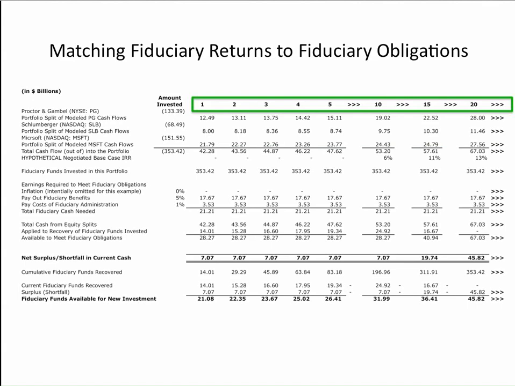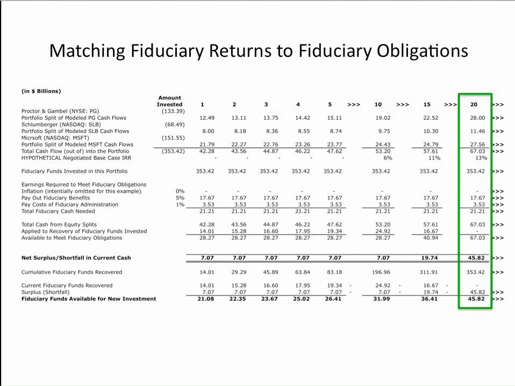You will see here we have presented the model splits for the first 5 years and then selectively at years 10, 15, and 20. This is in the interest of space and keeping the presentation compact. We do stop at year 20 because that is the limit of the base case. Within this period of time, we are expecting to exceed our fiduciary returns, fully recovering the corpus of invested funds and continuing to fund associated fiduciary obligations.